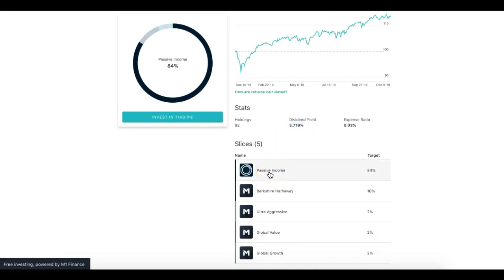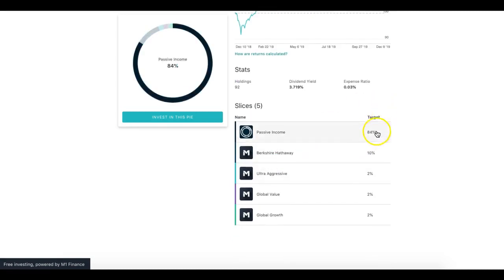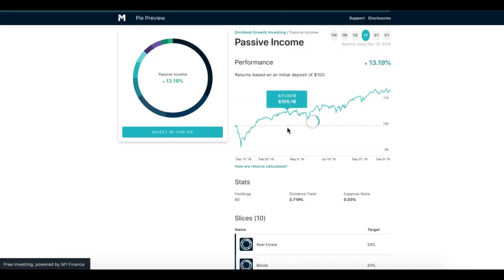So let's get into the big part of this portfolio. As you can see, this is 84% of the total holding. So let's say I deposit $100 into this portfolio today. $84 is going to go into this section. $10 is going to go into this section. 2 will go here, 2 will go here, 2 will go here. And there's a specific reason why I did it that way. I'm going to get into it in a little bit, but let's get into the passive income section.